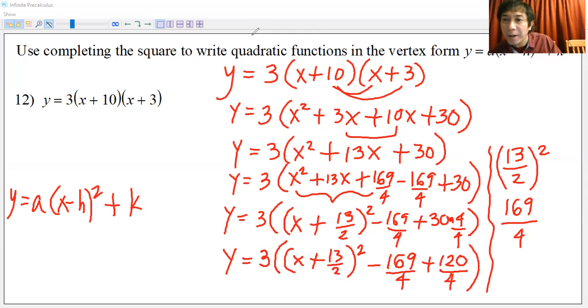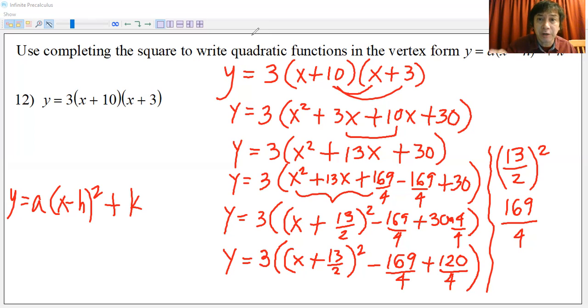Okay. Now we can combine them. They have the same denominator. So it will just be a difference between 169 and 120. And that will be about 49. So it's a negative 49 over 4. 9 minus 0, that's 9, 16 minus 2, that should be 4. 1 minus 1 is 0. So that should be 49 over 4 negative. All right, and so we continue in the other side.